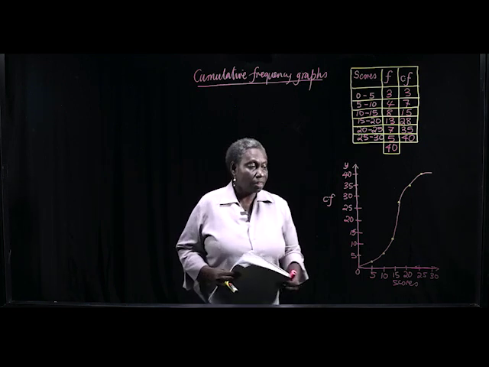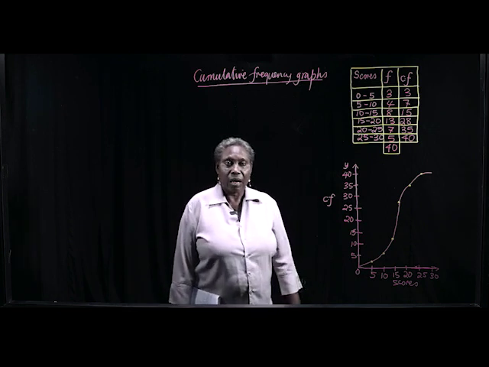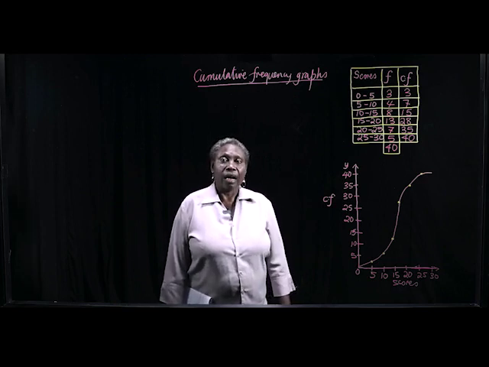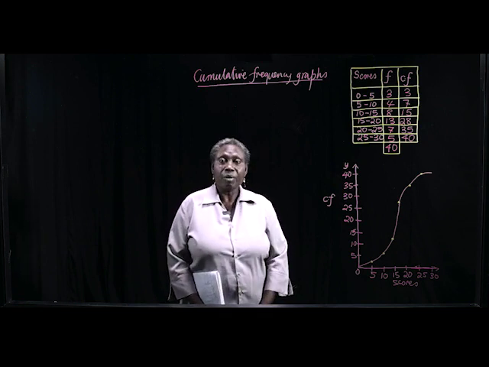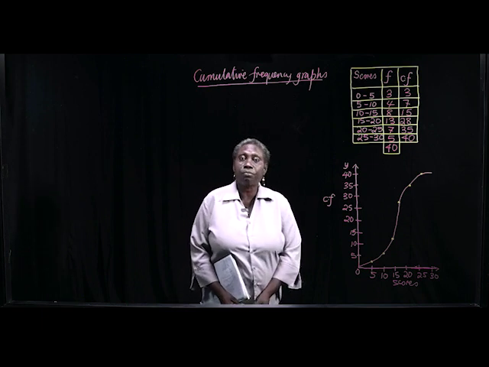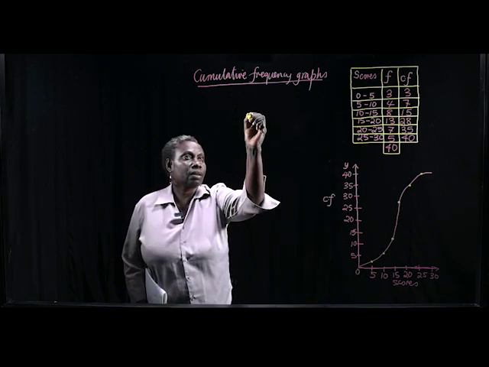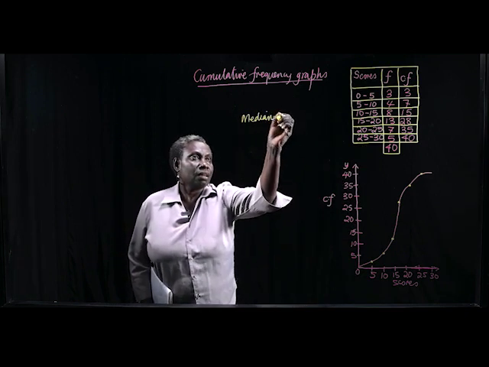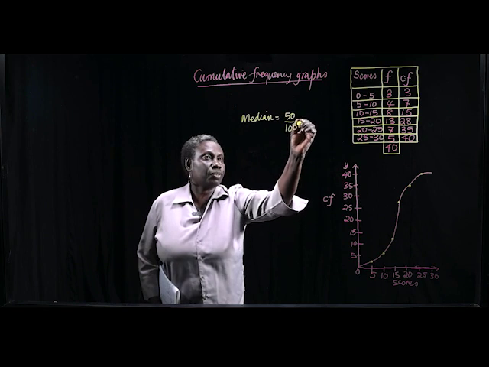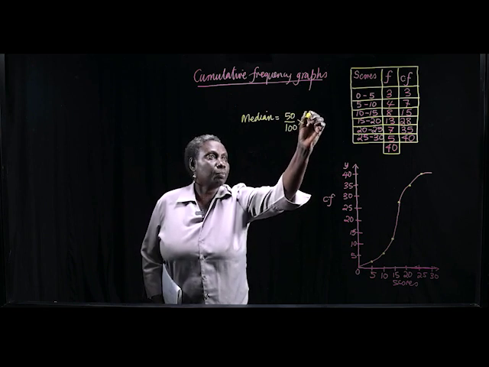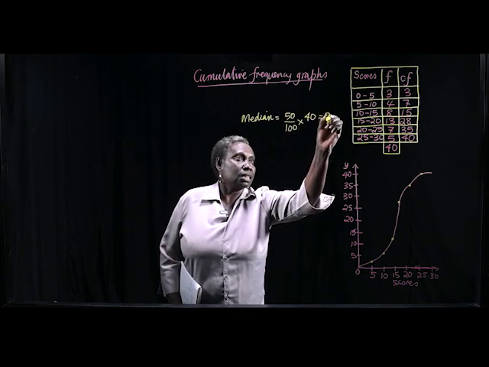Now, you might be thinking why I have this. What I am going to do is find what we learned in our last lesson, the upper quartile and the lower quartile. First I have to find the median. The median is always the 50th percentile. So to get the median score, it is the 50th percentile: 50 over 100 multiplied by the total number of students. That will give me 20.